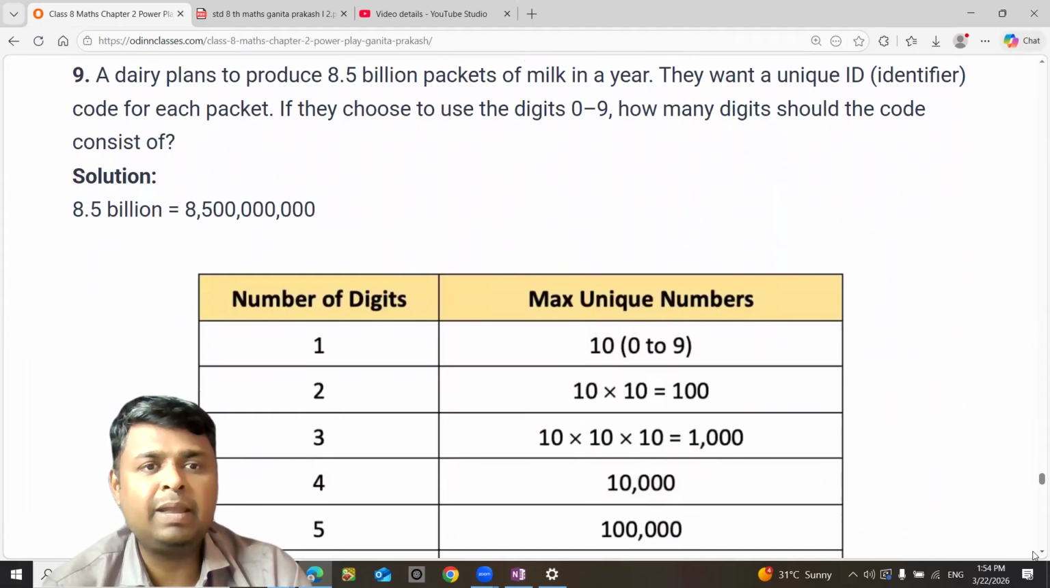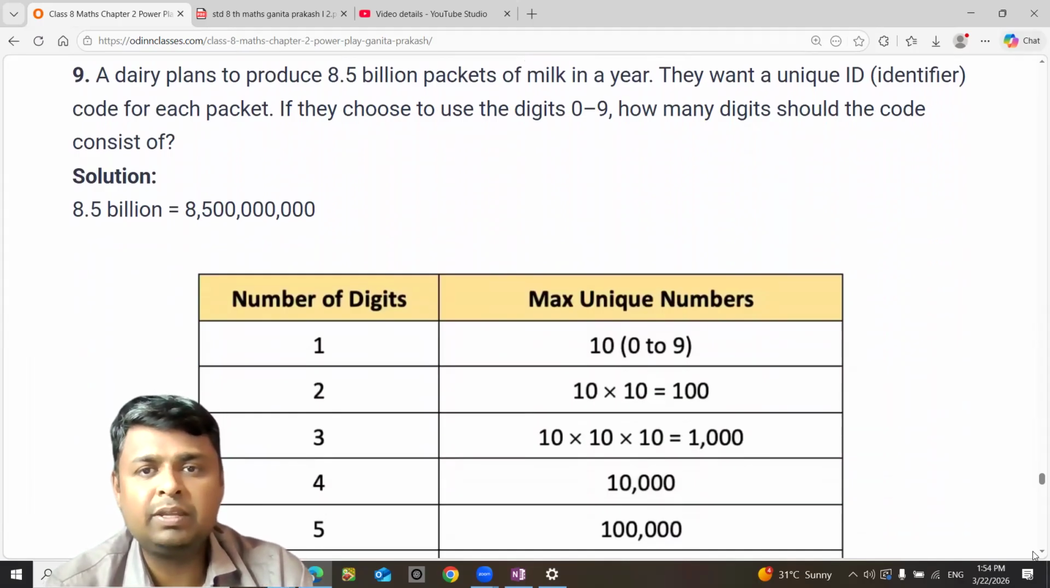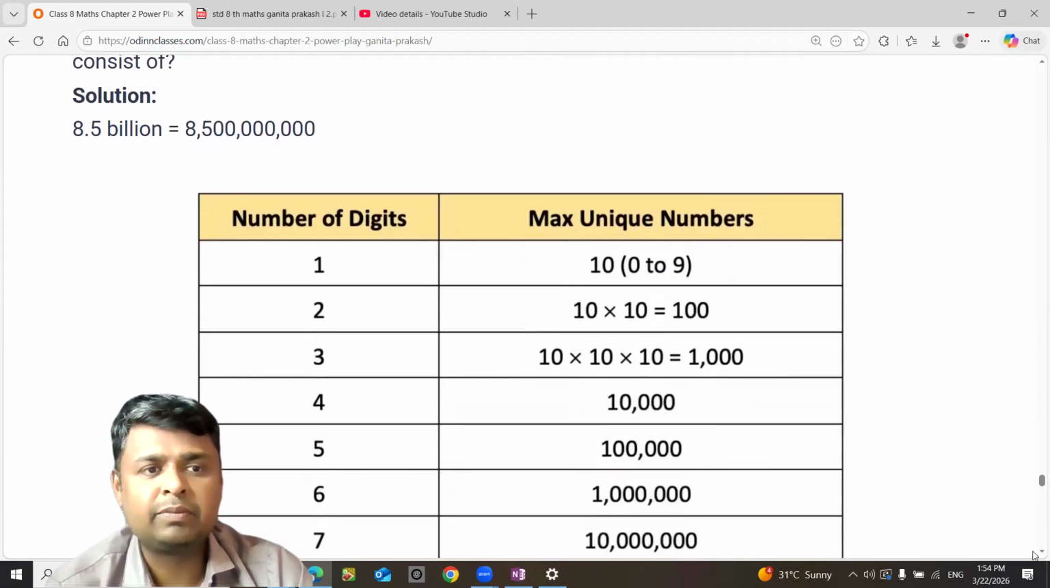Like that. A dairy plans to produce 8.5 billion packets of milk every year and wants a unique identifier for each packet. They can use the digits 0 to 9. How many digits should be there?